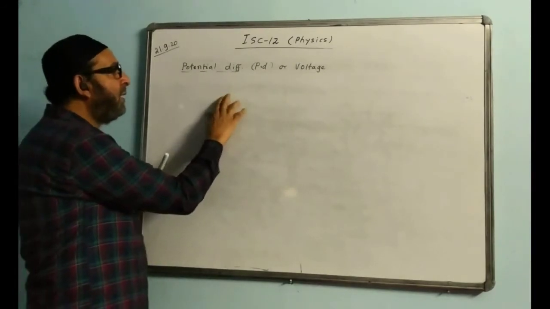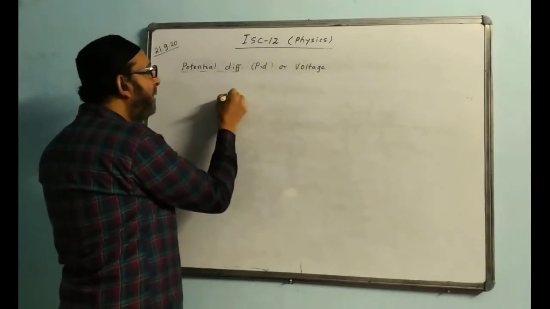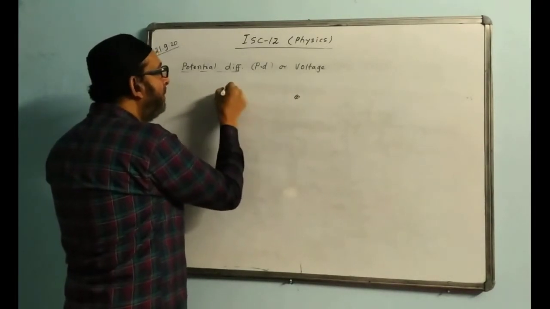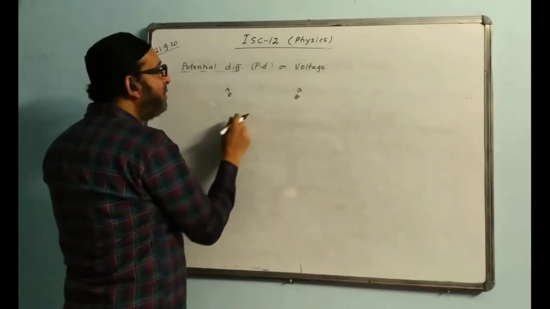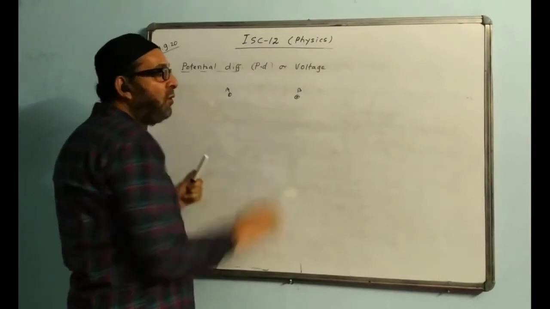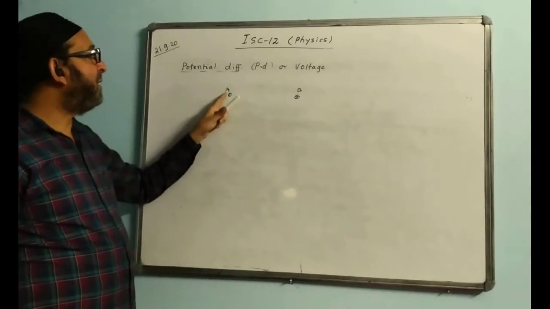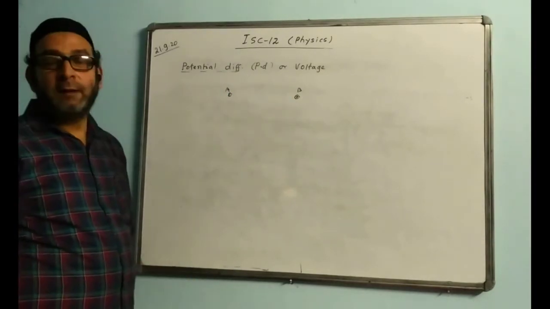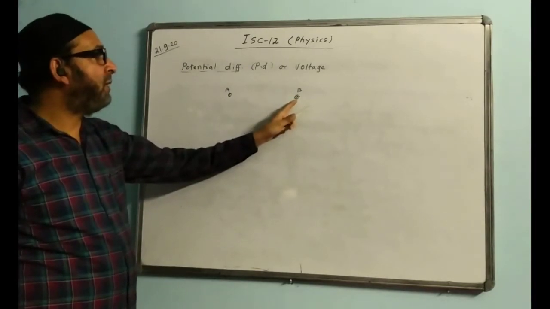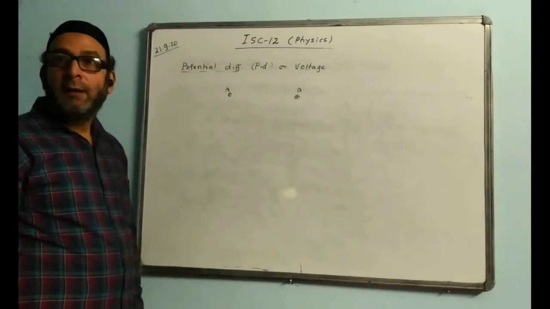So one point is A and another point is B. The difference of the potential between these 2 points is called potential difference. If potential of A is high, I write VA minus VB. If B is at high potential, we write VB minus VA.